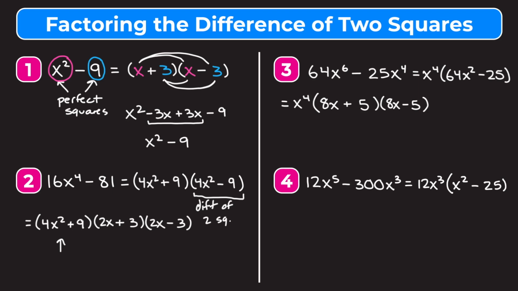Now x squared minus 25 is the difference of two squares, so I can factor that using the rule we've been using. I'm going to keep the 12x cubed on the outside. Take the square root of x squared, which is x. That's going to be in the first spot of both of our parentheses. Take the square root of 25, which is 5, and put that in the second spot. Put a plus in one set of parentheses and a minus in the other. So we get our final answer as 12x cubed times x plus 5 times x minus 5.